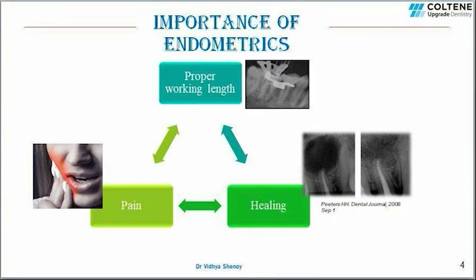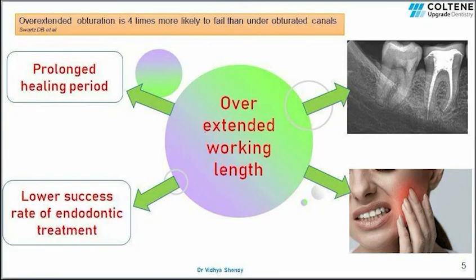How do we know when healing has occurred in the tooth? Clinically, when the patient is free of symptoms and is able to function normally without any discomfort with that particular tooth, we can say that the tooth has healed. It was found in a study that a tooth with overextended obturation is 4 times more likely to fail than under-obturated canals. So what exactly happens if working length is overextended?